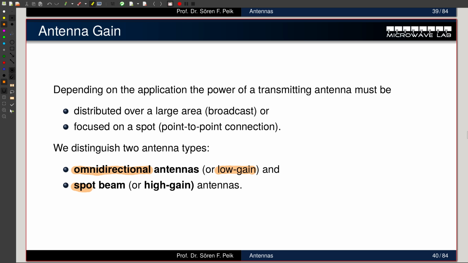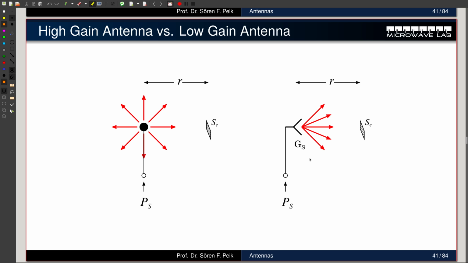Alternatively, you can design antennas that have spot beams or high gain antennas. They bundle the power in one direction, and they have very high gain in one direction, but on the downside they have very low gain in other directions. They are known as high gain antennas. Depending on your application, you use omnidirectional antennas or high gain antennas. I can show you here. So this would be a typical omnidirectional antenna, and that would be a high gain antenna.